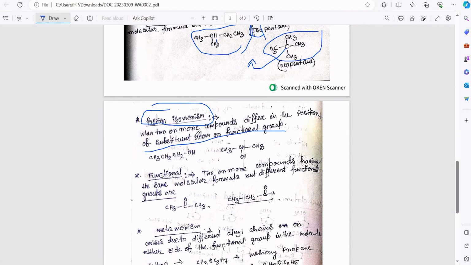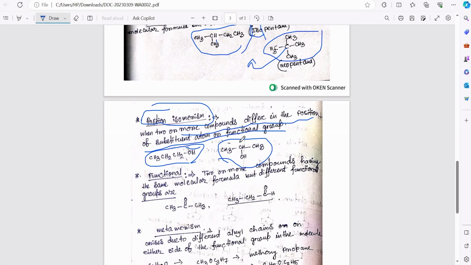When two or more compounds differ in the position of the substituent atom or functional group, we have to understand this term. I have given two examples here: CH3CH2CH2OH and CH3CHOHCH3. In the first, the OH group is present on the terminal carbon, and in the second, the OH group is present on the second carbon atom.